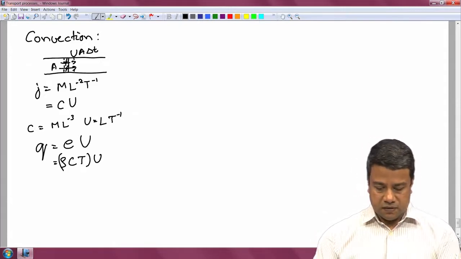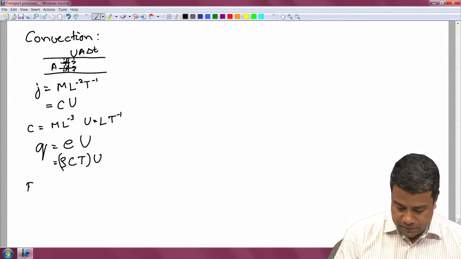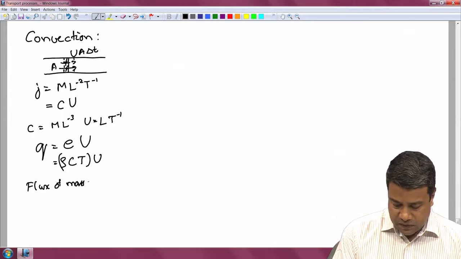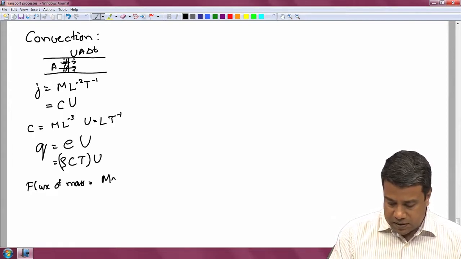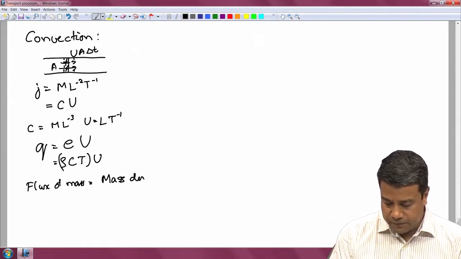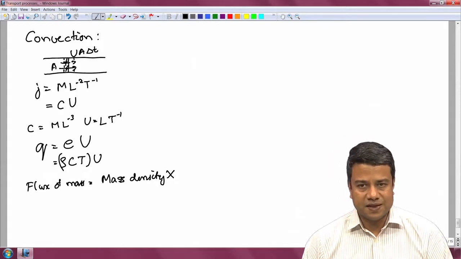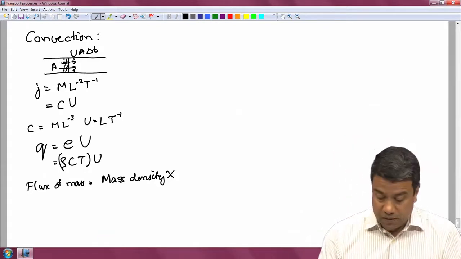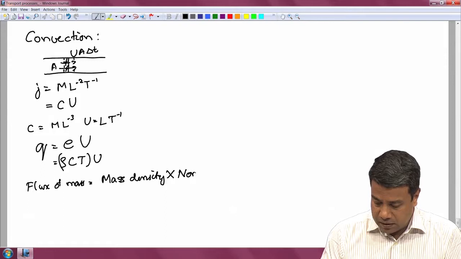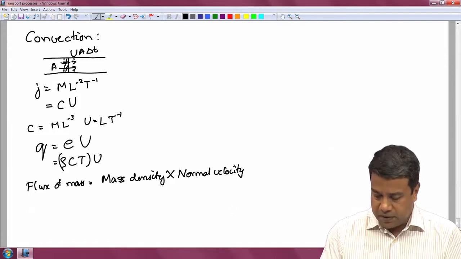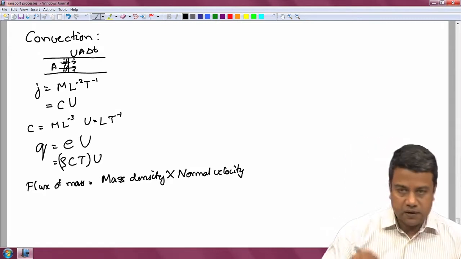So, the flux of mass is equal to the mass density. Flux of mass across a surface is equal to the mass density times the normal velocity. That is the velocity perpendicular to the surface.